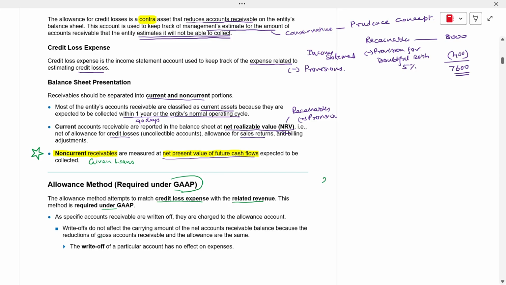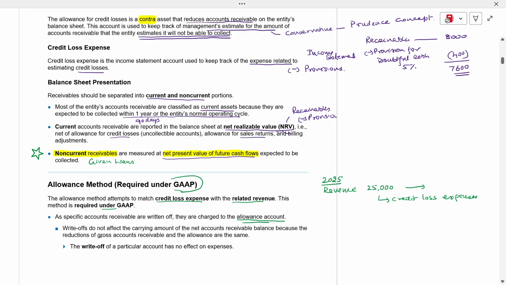Assume you are talking in terms of 2025. In 2025, you have the revenue. How much is the revenue? You have the revenue of 25,000. Then automatically, if you are having credit loss expenses, how much credit loss expense are you going to have from this? Under GAAP, we have to match it point to point. As specific accounts receivables are written off, they are charged to the allowance account.